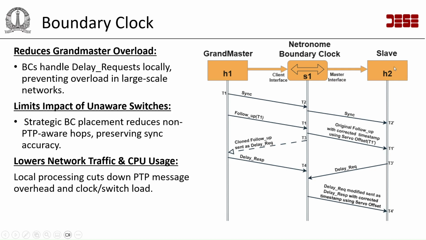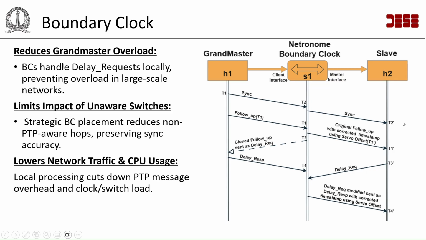and the slave is H2. The grandmaster ensures communication by sending sync and follow-up messages. The boundary clock acts on the packets based on the rules and actions written in the software, the P4 program. It sends the cloned follow-up and a delay request to the grandmaster, and after the delay response, it calculates the offset, corrects it, and adjusts the timing header fields in the messages and sends them to H2 based on the timestamp.